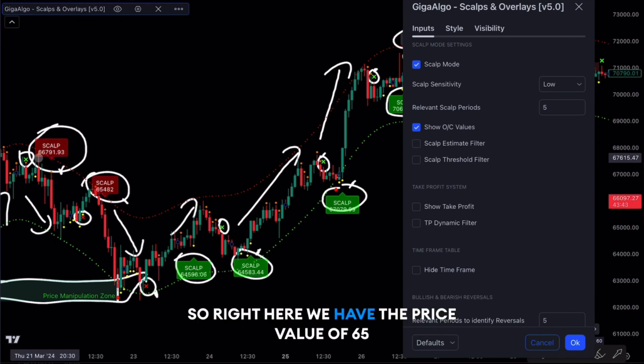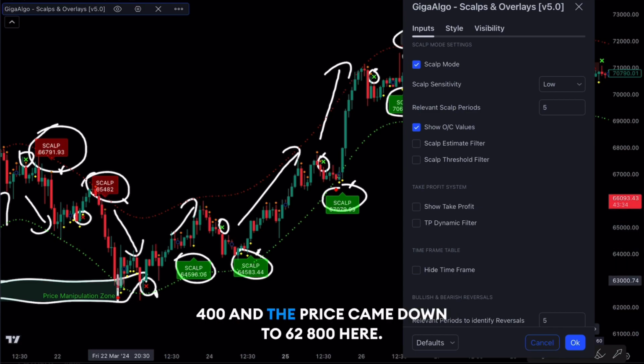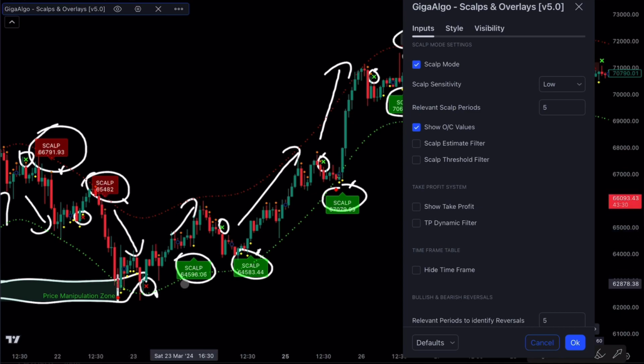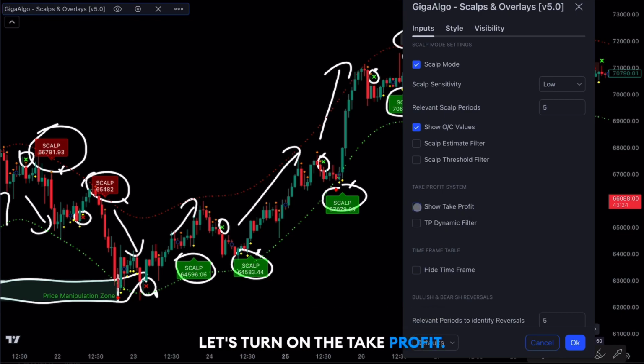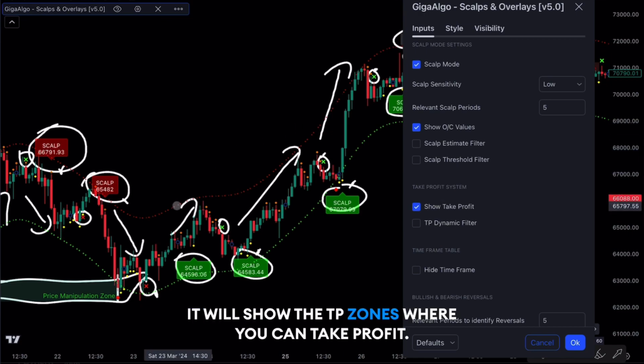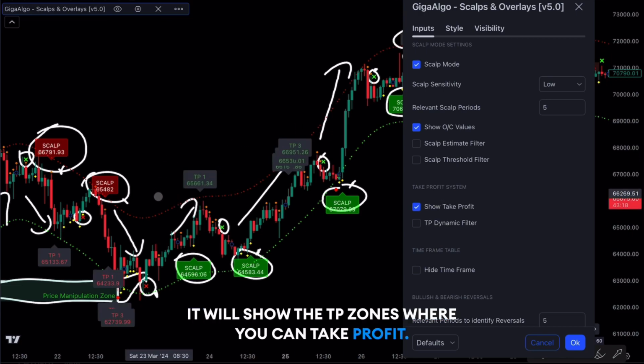So right here we have a price value of 65,400 and the price came down to 62,800 here. These values help you with the take profit system. Let's turn on the take profit. It will show the TP zones where you can take profit.